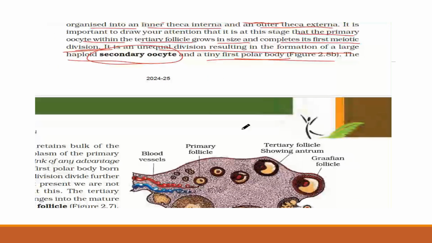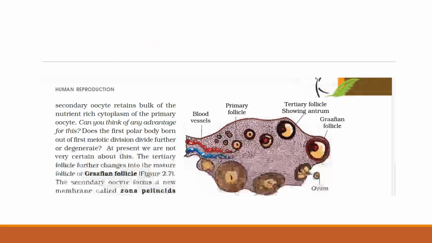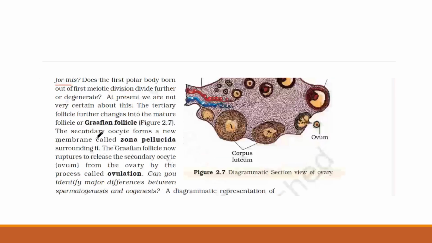And now we will say, the secondary oocyte receives the bulk of the nutrient-rich cytoplasm of the primary oocyte. Okay. So can you think of any advantage for this? Firstly, we can ask: does the first polar body, born out of the first meiotic division, divide further or degenerate? There are many questions we have at present. We are not very certain about this.